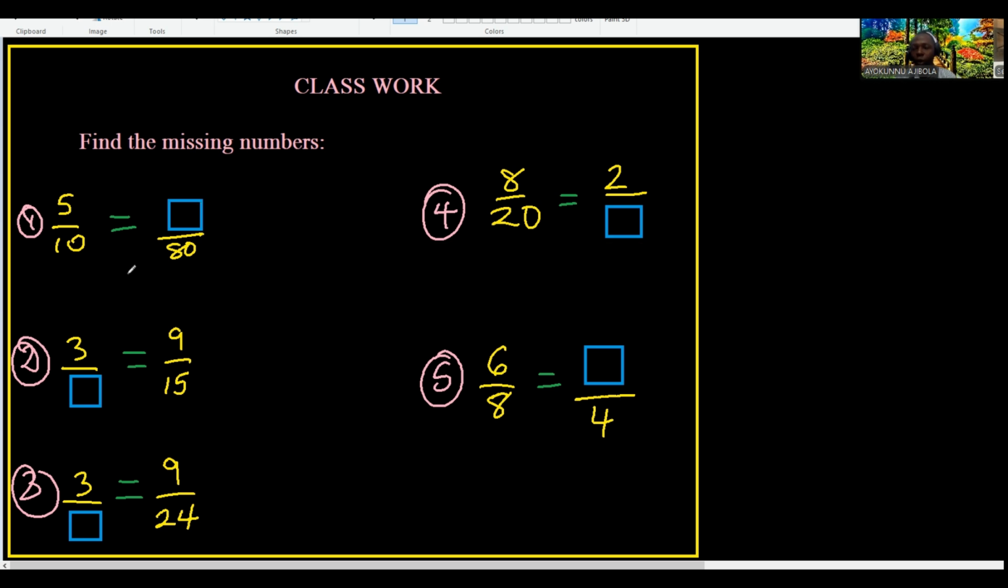The first one, we're gonna compare the denominators, okay? So 10 times what will give me 80? 10 times 8, good. Then 8 times 5 gives me what? That's 40. Do you understand now?